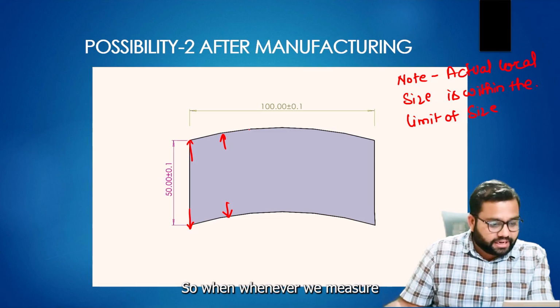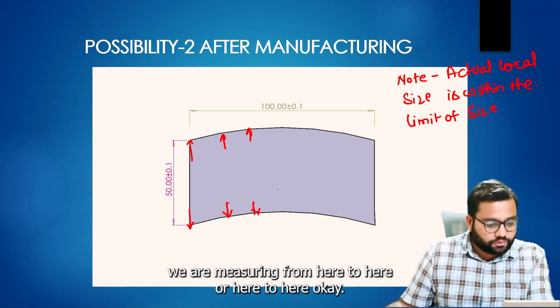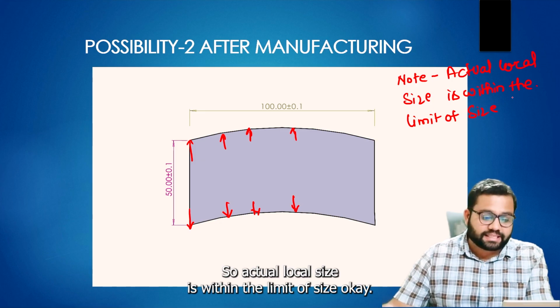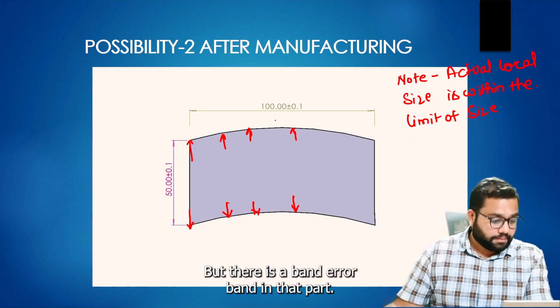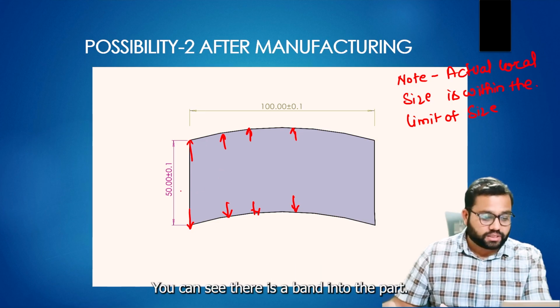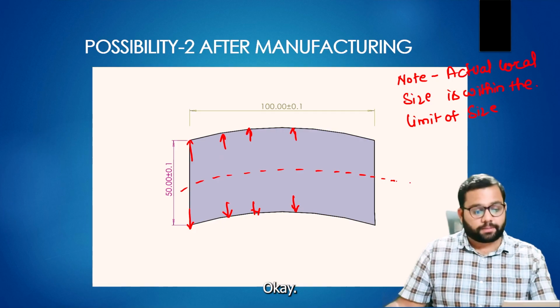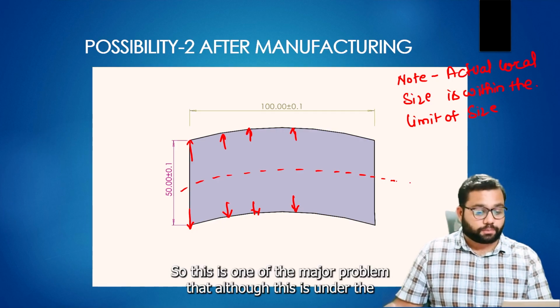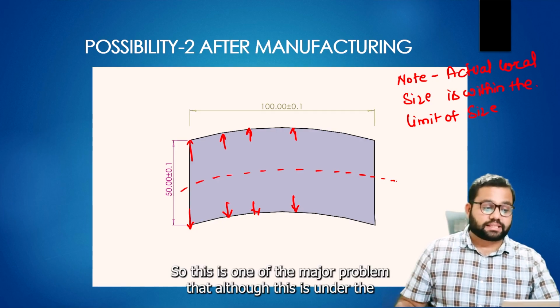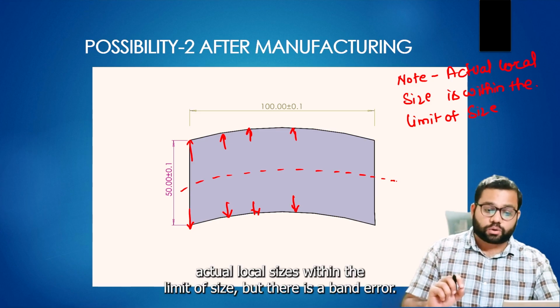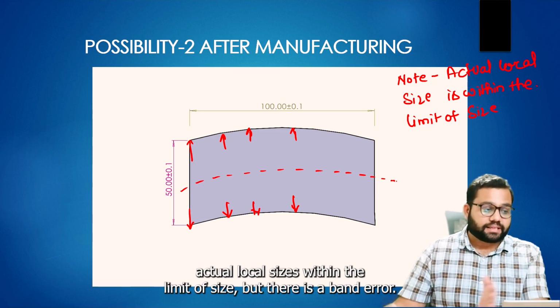Wherever we measure, from here to here or here to here, the actual local size is within the limit of size. But there is a bend error, a bend in the part. This is one of the major problems: although the actual local size is within the limit of size, there is a bend error.